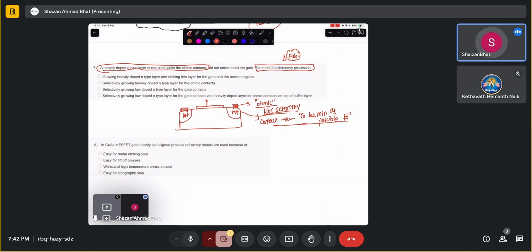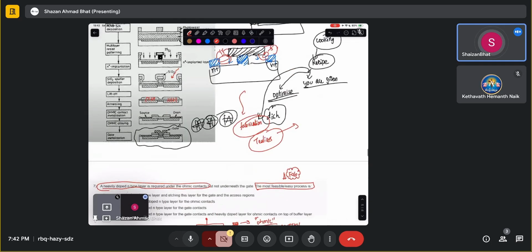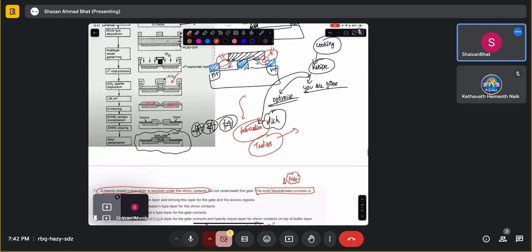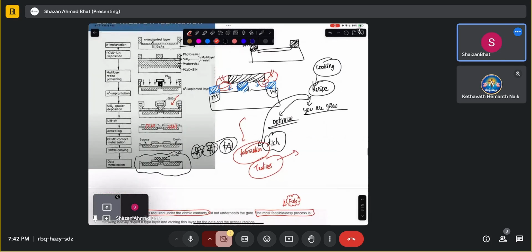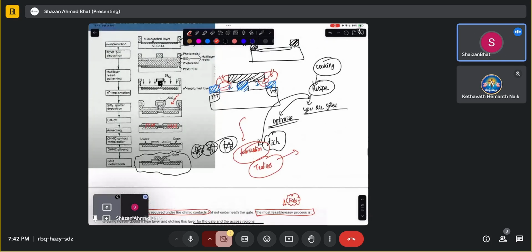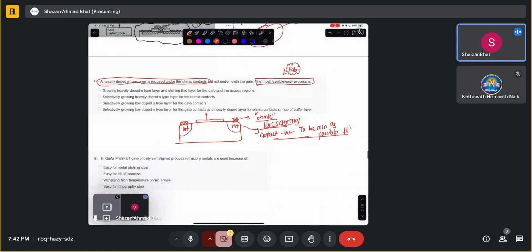Okay, so let's discuss part one, growing heavily doped N layer and etching this layer for the gate and SS region. So if you see this picture, whether it's shown here, it would have been better if it had some visualization. Okay, so the answer is this: what this is basically saying and why this is important.